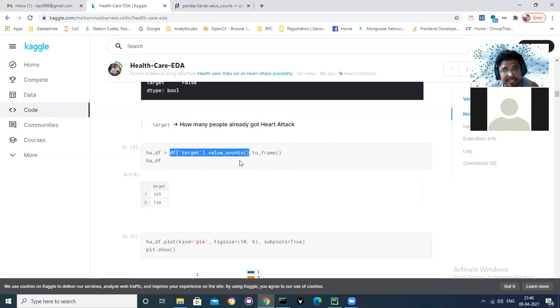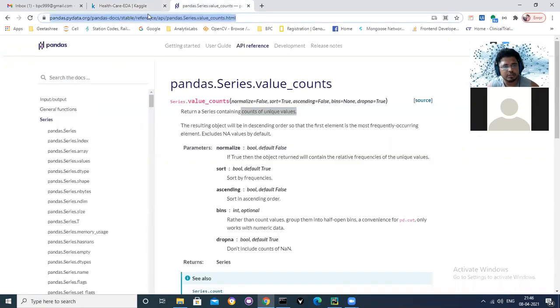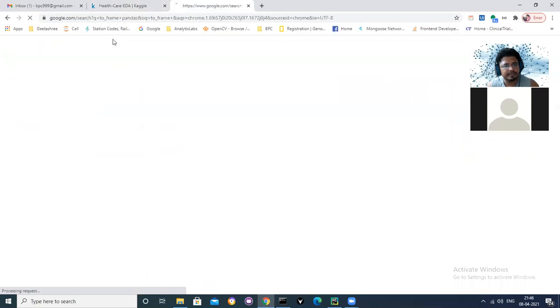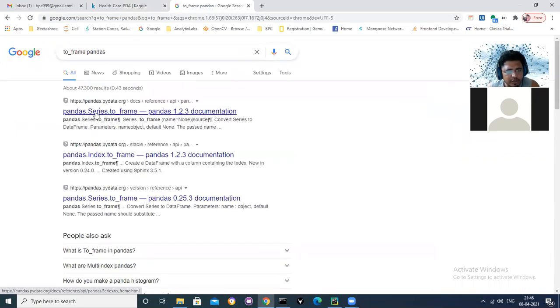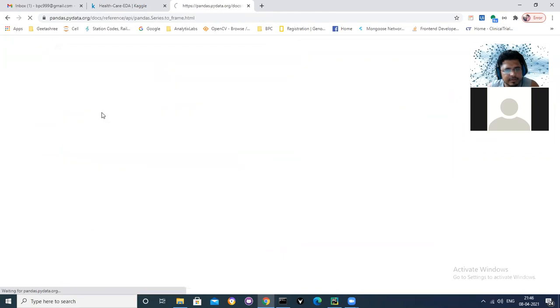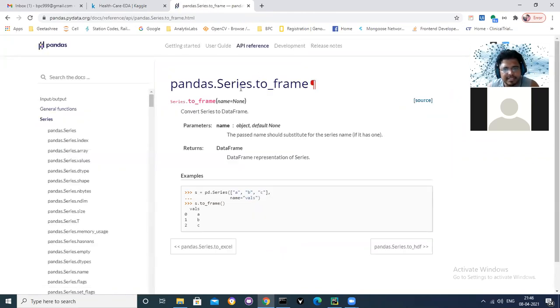Now, from a series to a frame, what does to_frame do? This is also a method of the pandas Series class. Series.to_frame converts a series to a data frame. Simple. pd.Series of A, B, C, so it converts it into a data frame. See, s.to_frame.